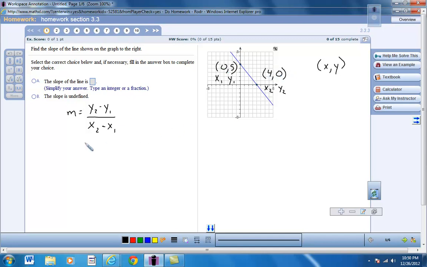So now we just plug it into our equation here. We're going to replace my y2, which is 0, minus your y1, which is 5, over our x2 minus your x1, 0. Work that out, we get negative 5 over 4. This cannot be simplified anymore, so this is our slope. We have a negative slope, which makes sense because the slope is going down.